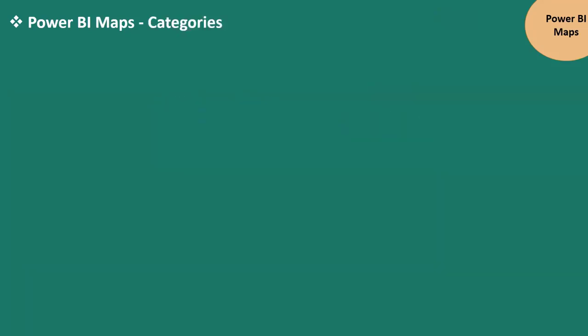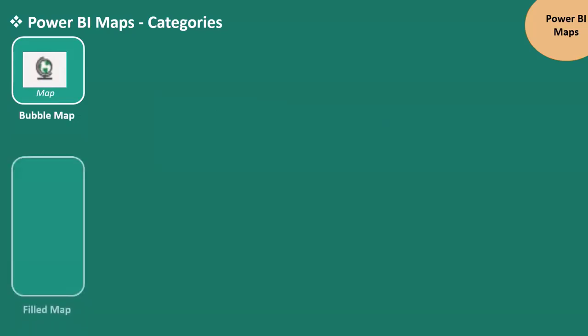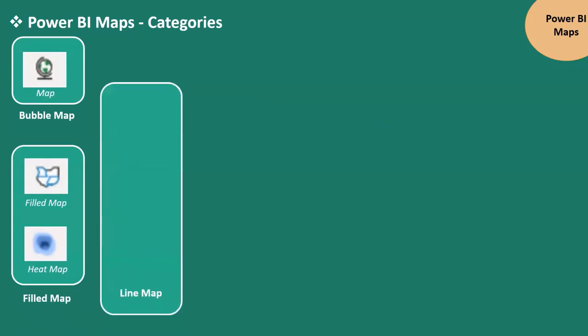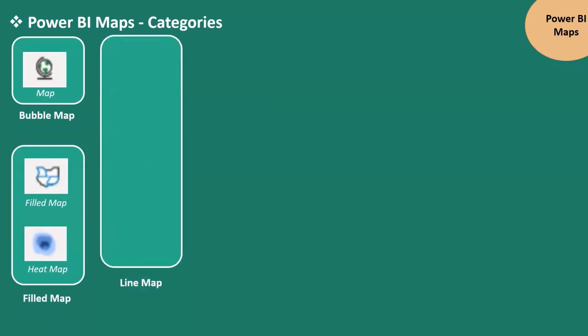So, the different Power BI map categories. Let's start with a simple bubble map. This is the map we all know. It's the most common one. It's the dot map that we have within Power BI. Then we have the filled map and the heat map. We described the difference before. And then we have the line maps. The line maps are the ones with which we can create routes.